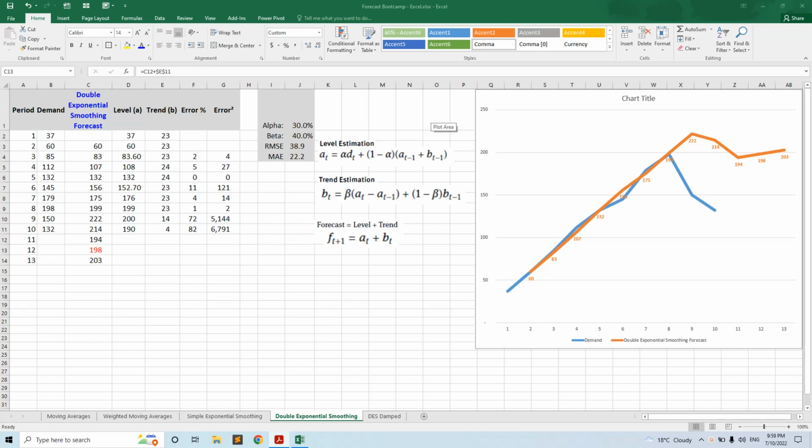Hello everyone! In this video we will talk about the double exponential smoothing, which is a step further compared to the simple exponential smoothing that we have talked about last video.